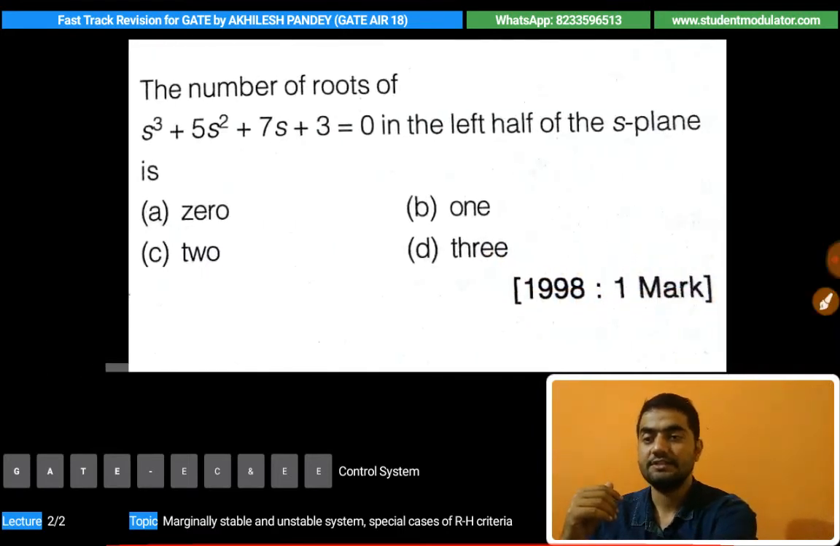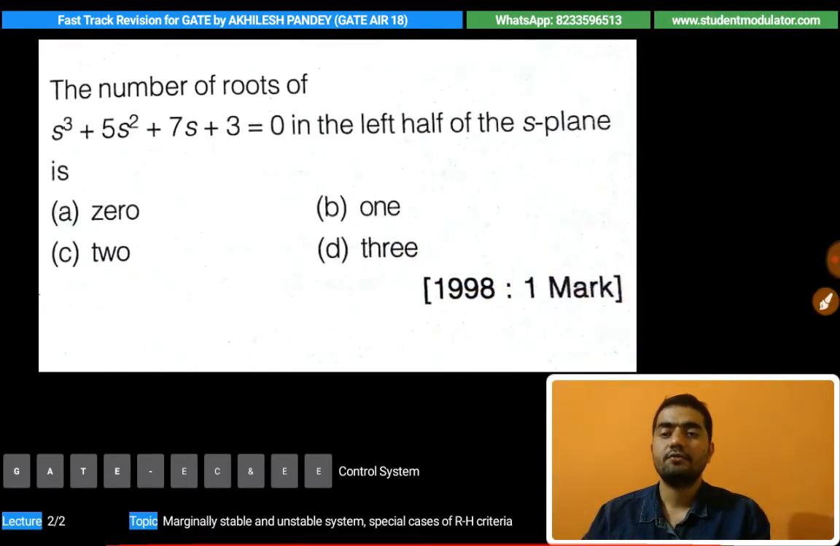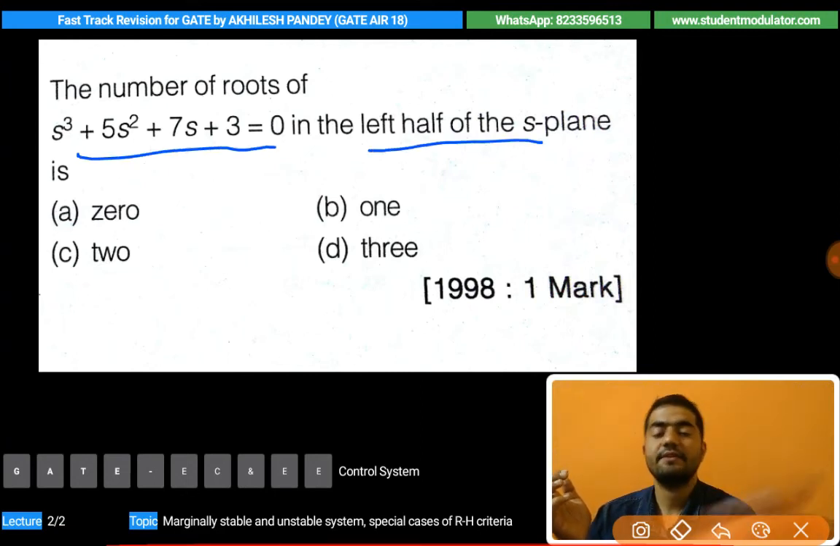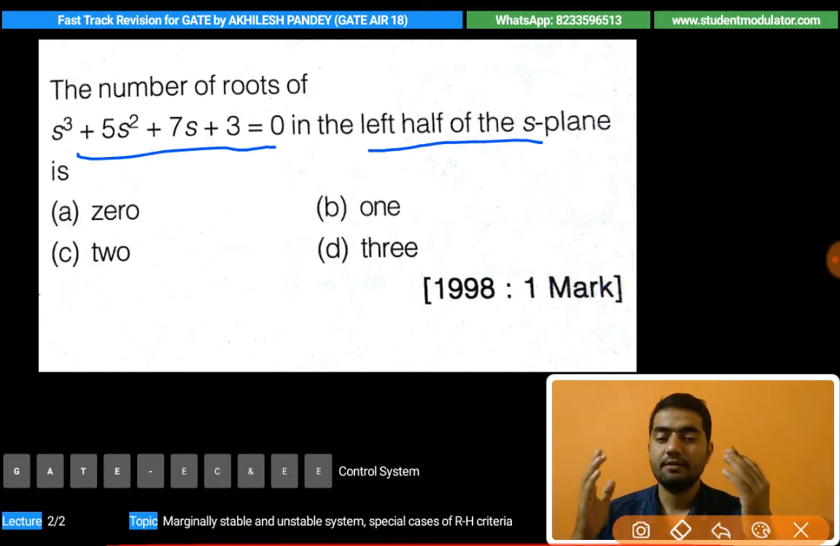The question is on your screen. We have to find the number of roots that lie in the left half of the S plane, the same as I discussed. This is the characteristic equation, and we have to decide the number of poles in the left half S plane. How can we decide? The strategy will be like this: first of all, we will form the Routh table, and then check how many times the sign is changing. That same number of poles will be in the right half plane, and then we will decide the number of poles in the left half plane.